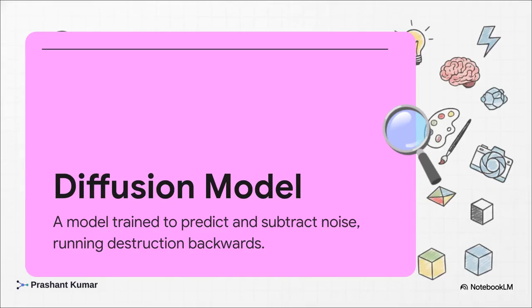Well, this is exactly what a diffusion model is trained to do. During training, it's shown millions of images at every single stage of being corrupted by noise. By analyzing all of these, it learns at each and every step how to predict and subtract that noise. So the crucial point is, it is quite literally learning to run destruction backwards.